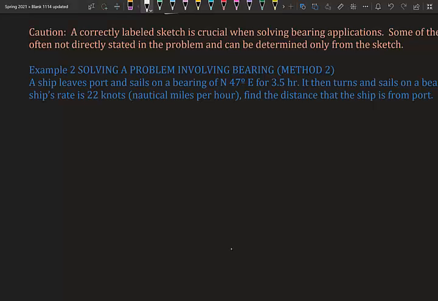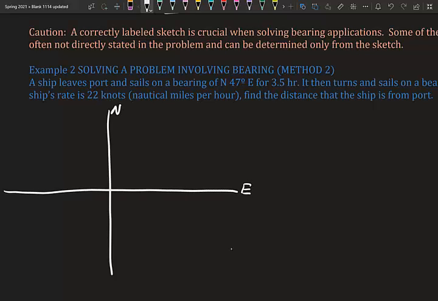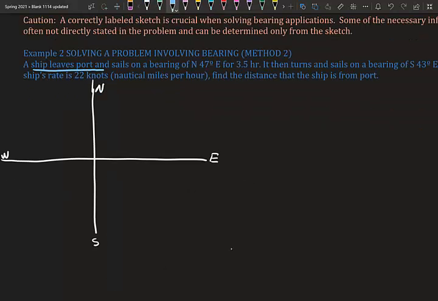So we're talking about a direction. So we're talking about north, south, east, west. Never eat soggy waffles. A ship leaves port. That's going to be our origin. So that's port.